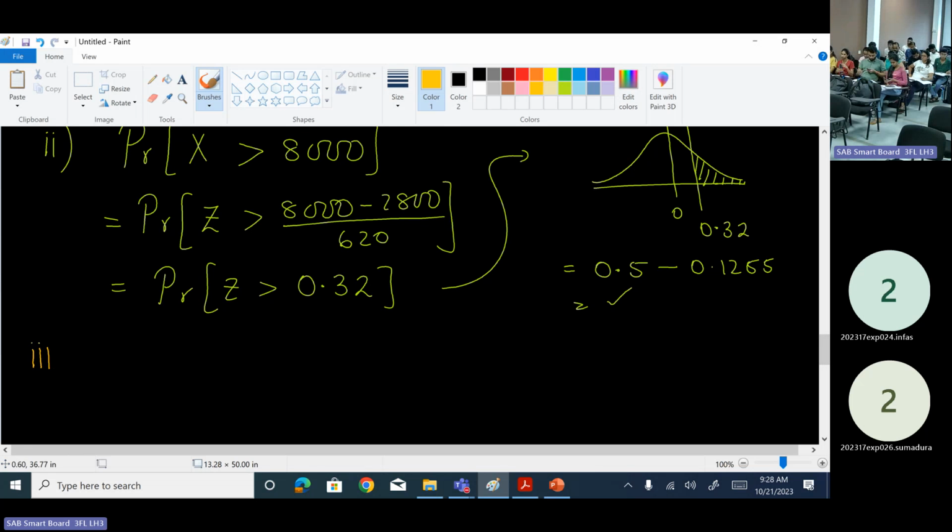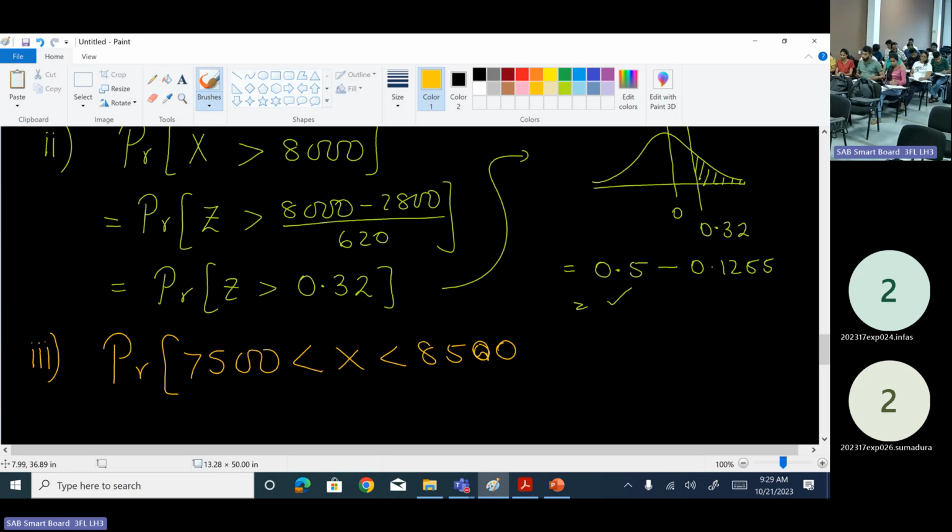Third part. The third part I would have changed, because what you have in the problem sheet is a similar type: greater than 9,000, greater than 8,000, greater than 9,000. Same thing, right? So I have changed it, right? So it is between 7,500 and 8,500. So first you write the smaller value, less than x, less than the larger value. Between 7,500 and 8,000.